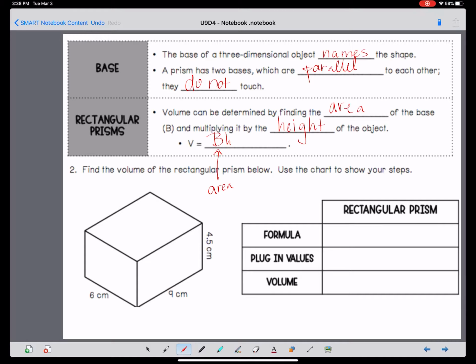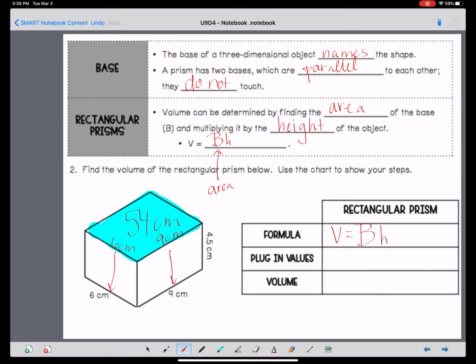Let's take a look at what our base is going to be. This would be our base right here. And our base is going to be 6 centimeters by 9 centimeters. I know this because directly below says the exact same thing. So 6 times 9 gives us 54 centimeters. Well, that is our base. So our formula, I shouldn't write area, I should write volume. Our formula for volume is to find the area of the base and then multiply it by the height.